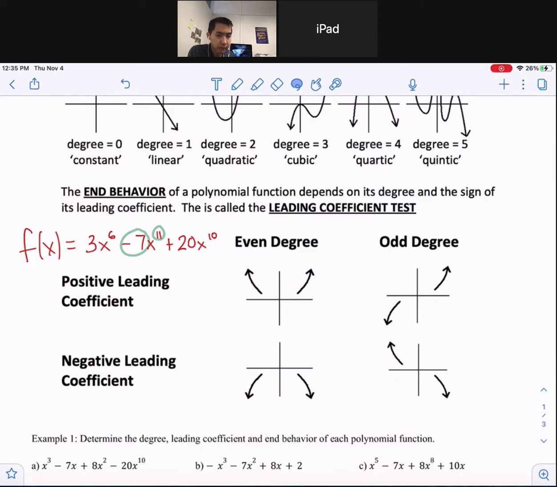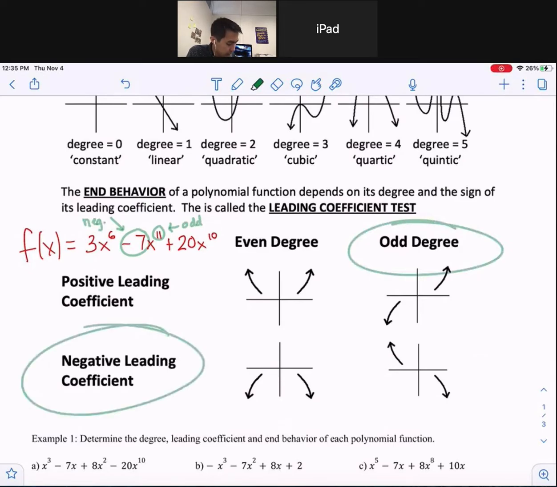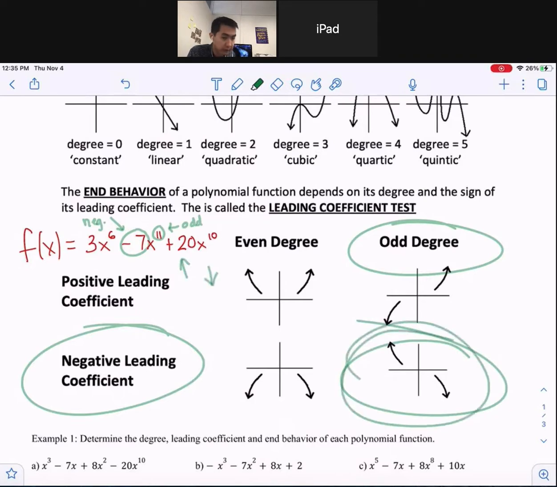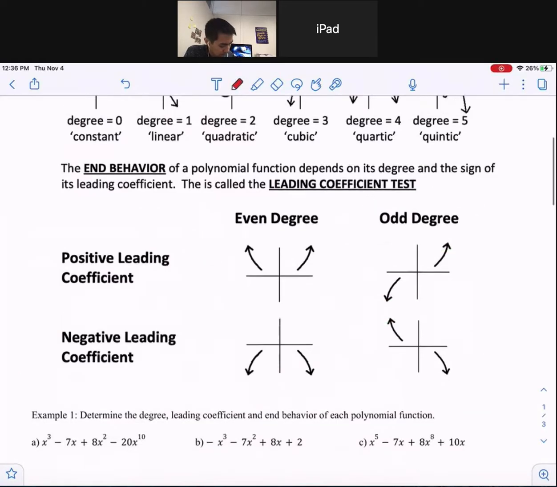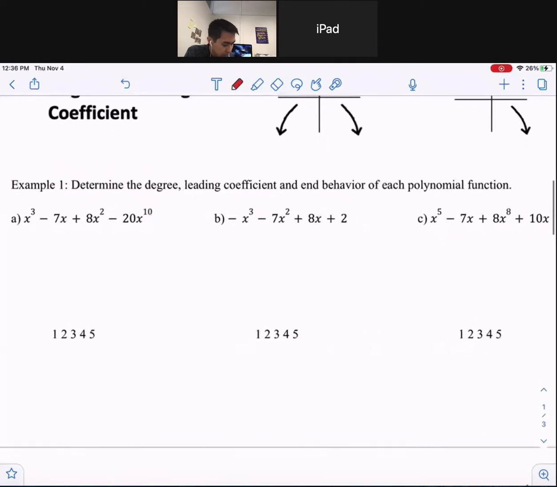Now, let's look at what we have. Odd, and that's a negative. So if an odd degree and a negative leading coefficient, your end behavior, you guys, is that left-hand side up, right-hand side down. Look at this, right? So that's how you guys determine your end behavior, by using the leading coefficient test.